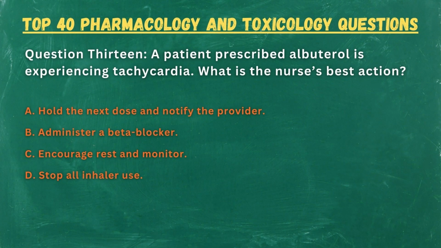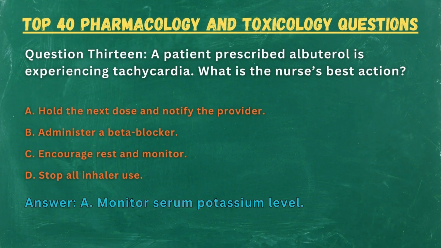Question 13. A patient prescribed albuterol is experiencing tachycardia. What is the nurse's best action? A. Hold the next dose and notify the provider. B. Administer a beta blocker. C. Encourage rest and monitor. D. Stop all inhaler use. Answer: A. Hold the next dose and notify the provider.